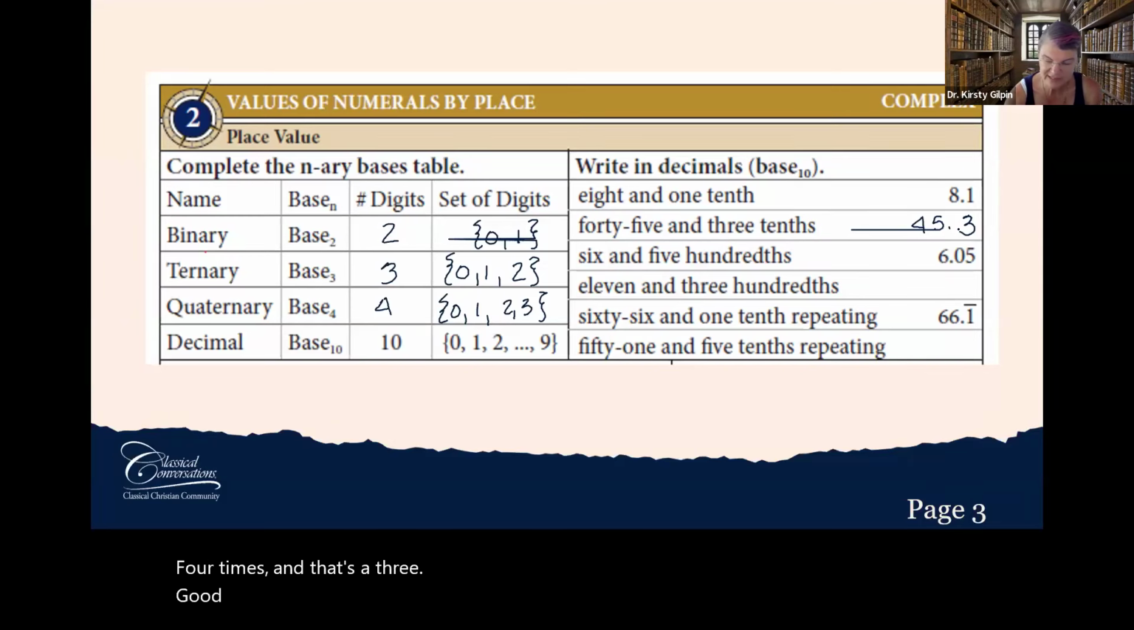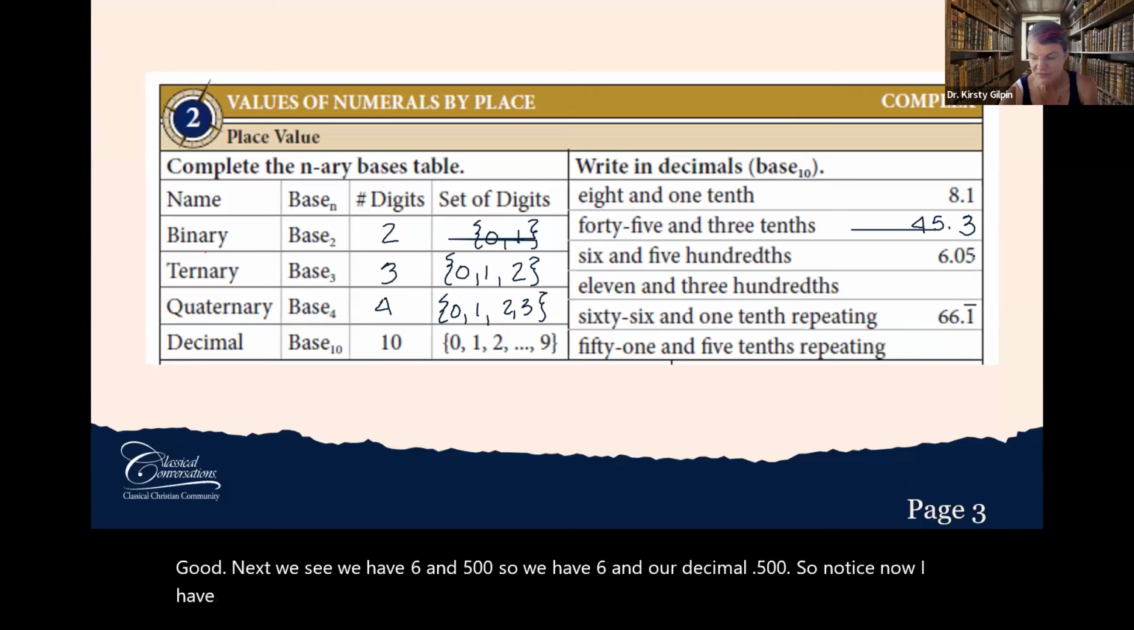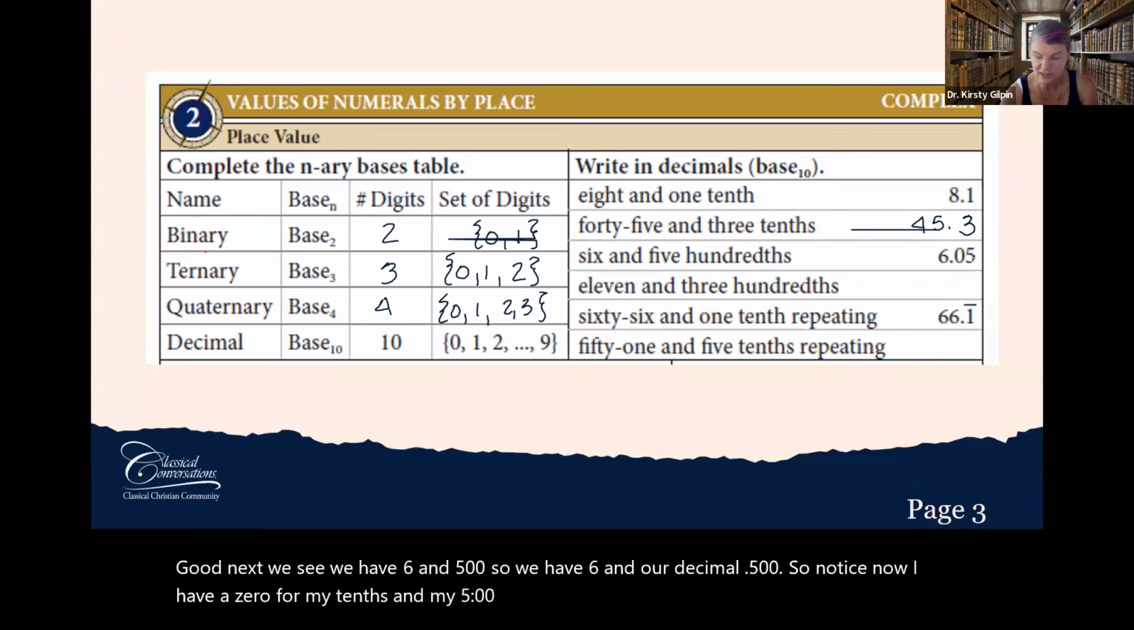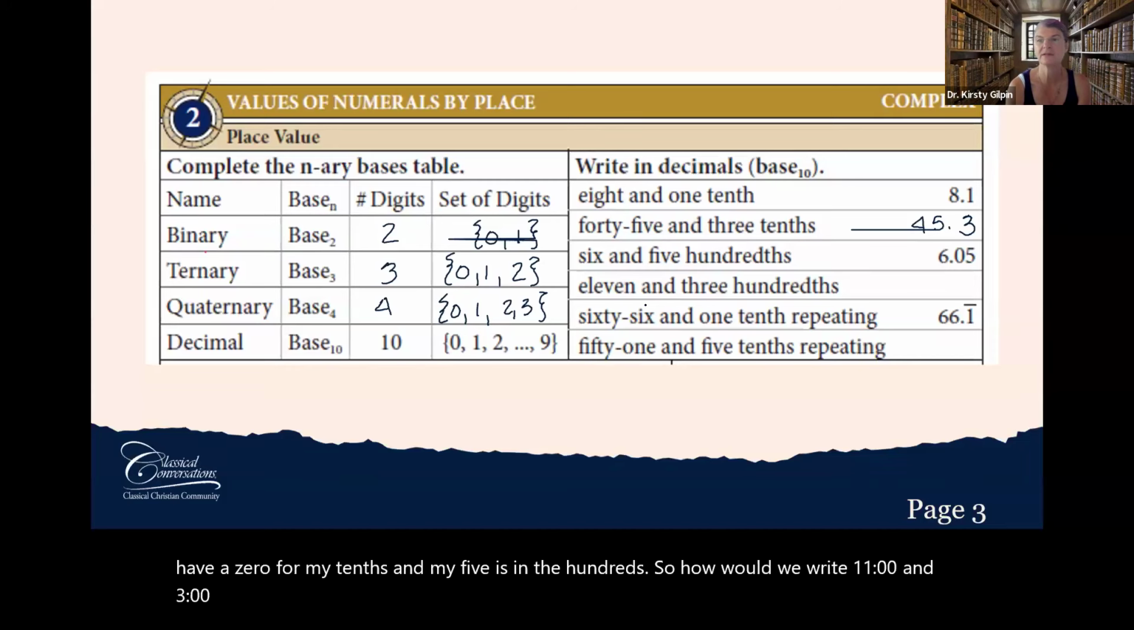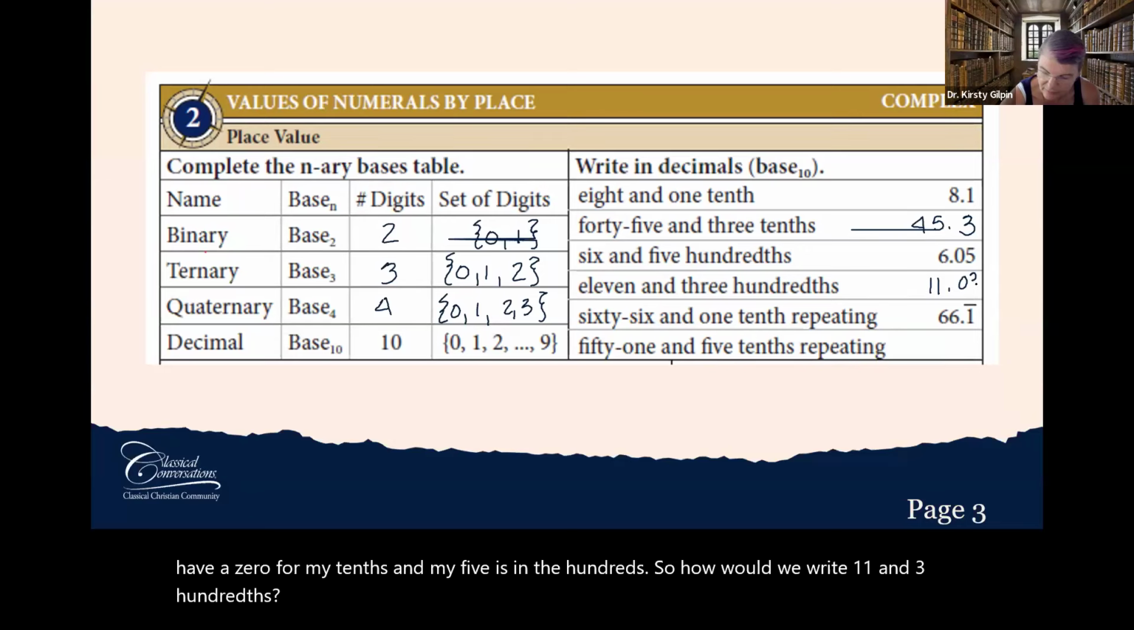Next, we see we have 6 and 500. So we have 6 and our decimal point 500. So notice now I have a 0 for my tenths and my 5 is hundredths. So how would we write 11 and 300? 11 decimal point 03. Good.